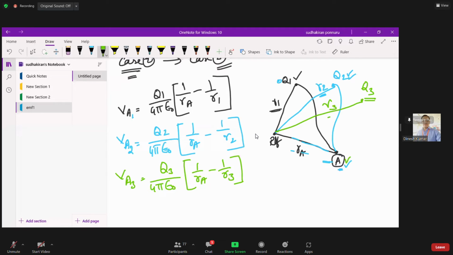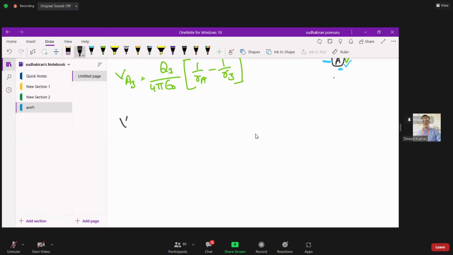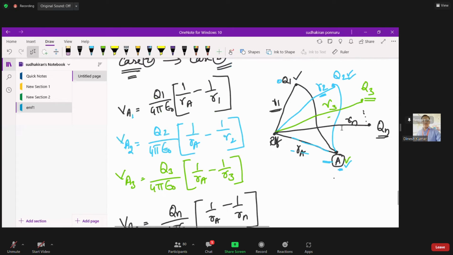Similarly, if you want to find it for one more point charge somewhere, this is Qn. Likewise, we have many point charges. Let it be Qn, at distance Rn, and now we are finding the potential at A because of this point charge Qn. So what will be the value? VAn will be equal to Qn divided by 4 pi epsilon naught times (1 by RA minus 1 by Rn).